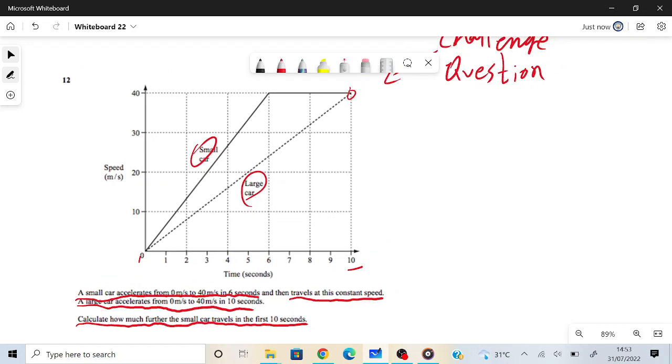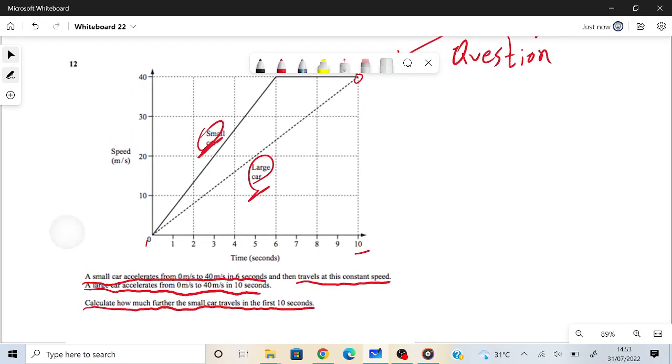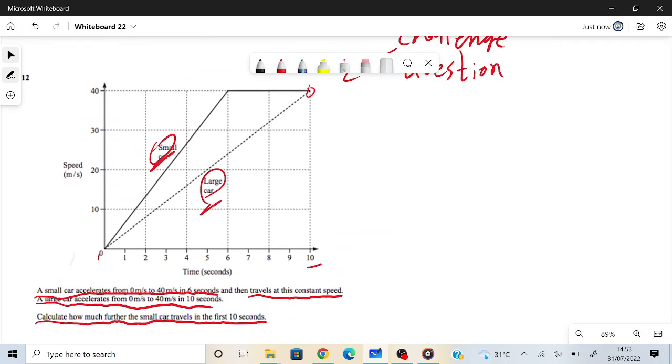But as you can see, there are two different curves there. You have a small car curve and you have the large car curve. And what this implies is simply that we need to find the area under the large car curve and then find the area under the small car curve, and then see the difference between the two, because it's asking us how much further the small car travels in the first 10 seconds. So let's find the large car first.